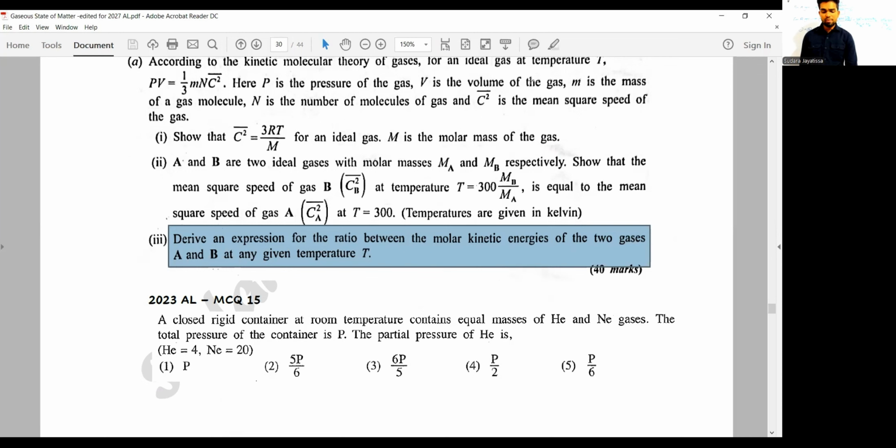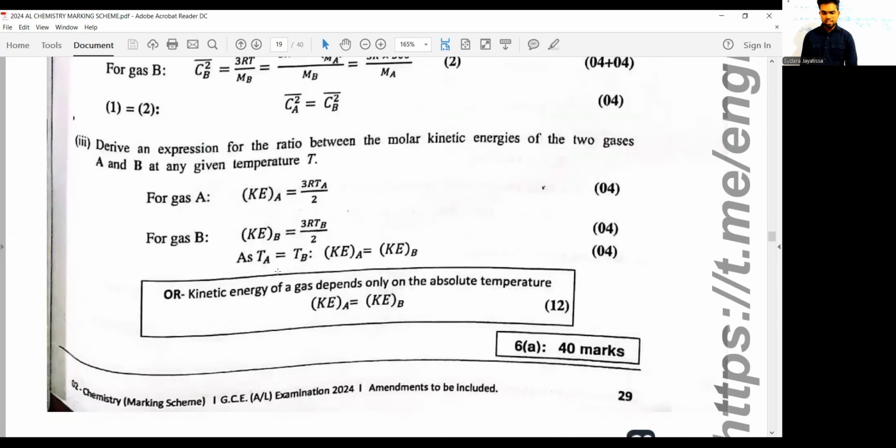I'll show you what is there in the marking scheme. See, there are two answers. Average kinetic energy is equal to 3/2 RT. That is the average kinetic energy equation, so they are applying that here. And as the temperatures are equal, their kinetic energies will be equal. This is the way you have to write if you are writing it as an expression or using a set of equations.